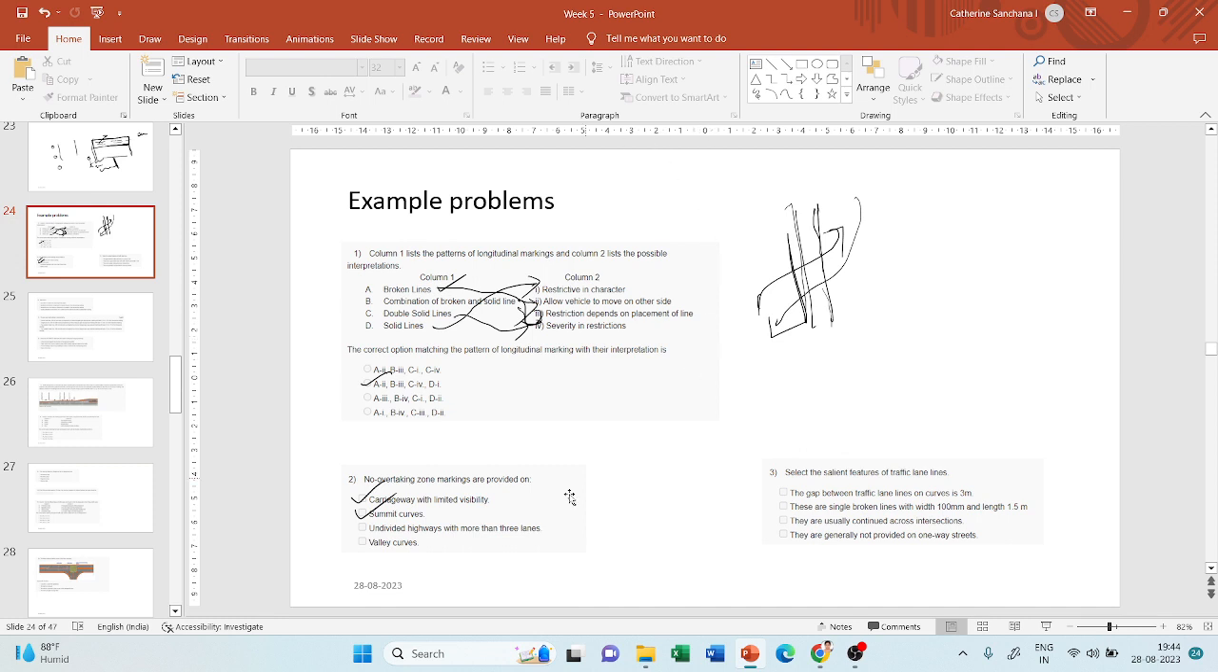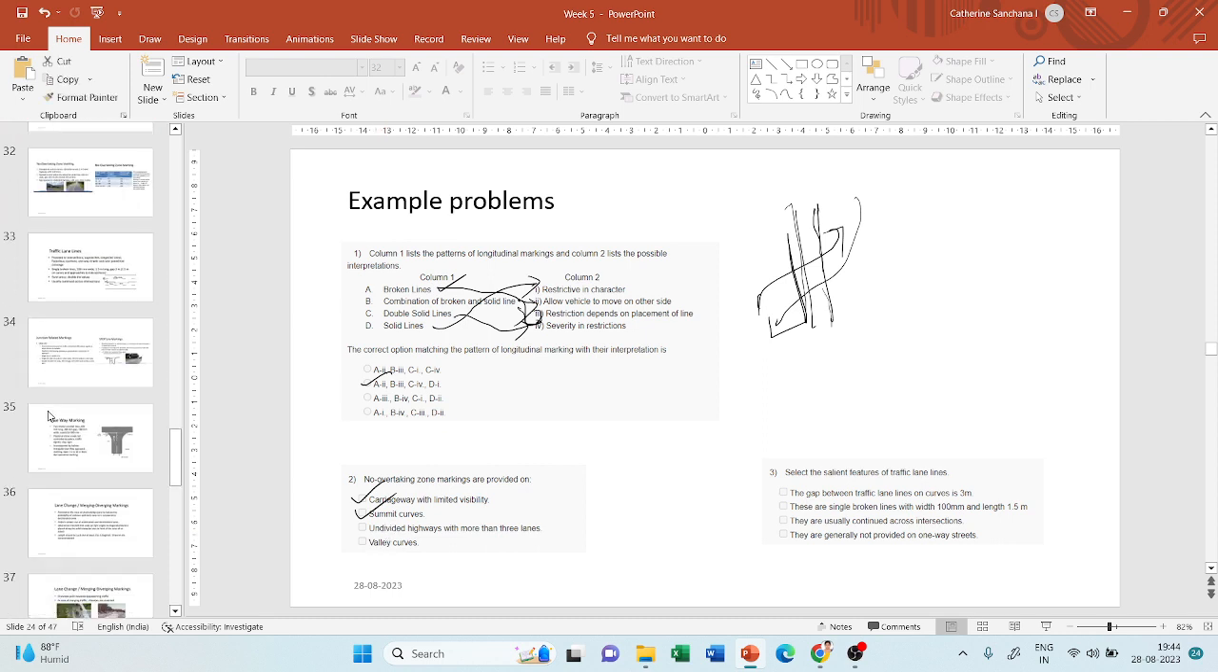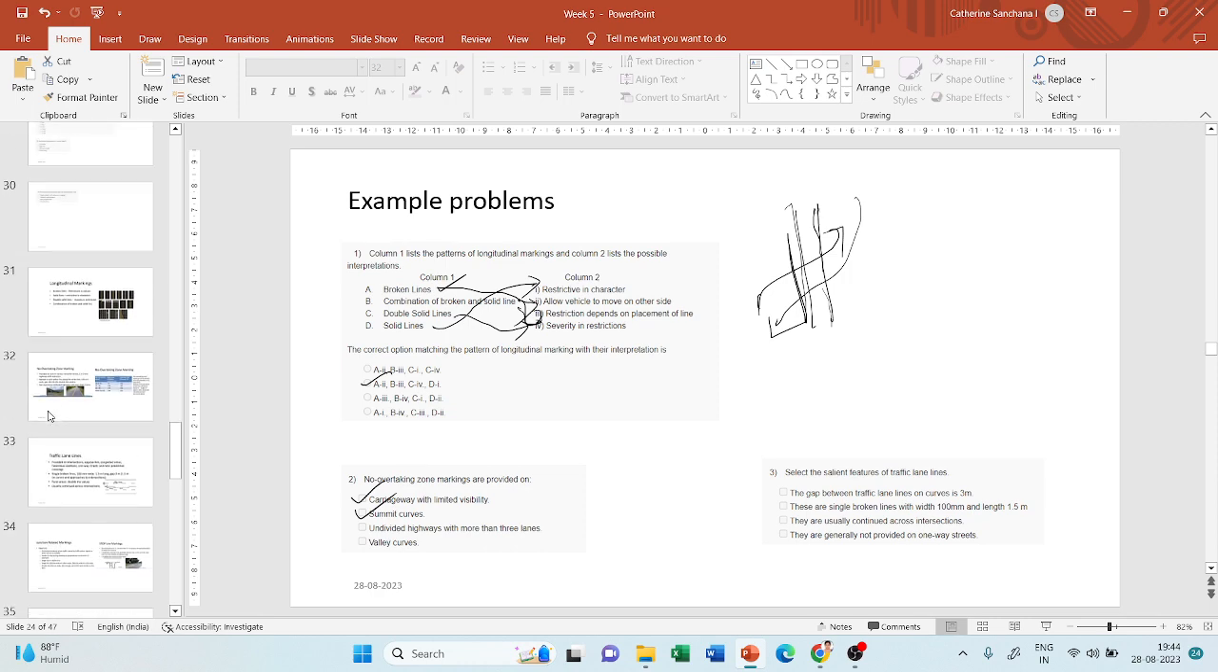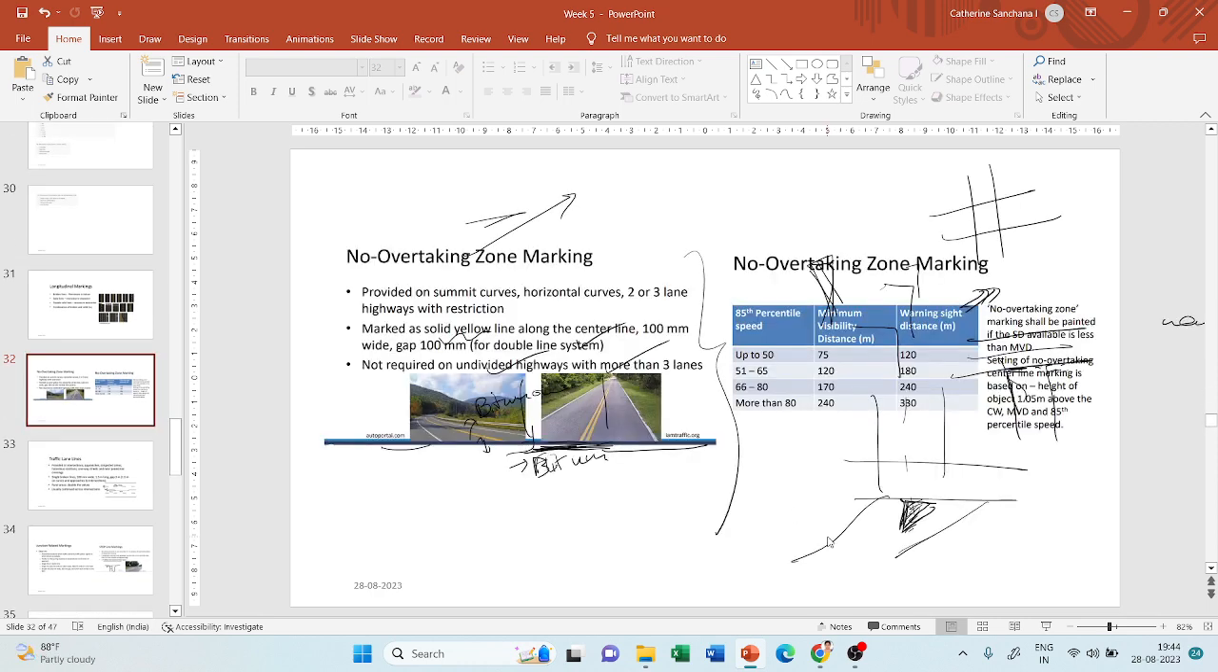Is it provided on undivided highways with more than 3 lanes? I don't remember saying something like this, but we will check the slides. Is it provided on valley curves? I don't think so, but we will check the slides. Okay, so if you see here, it is provided on summit curves.